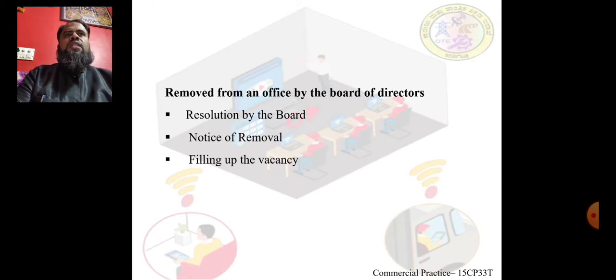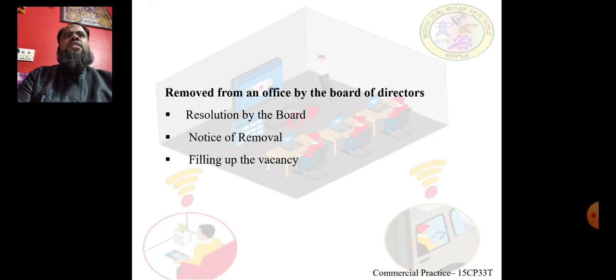Next one, filling up the vacancy. If the office of the company secretary is vacated, the resulting vacancy shall be filled by the board of directors at a meeting of the board of directors within a period of 6 months from the date of such vacancy.